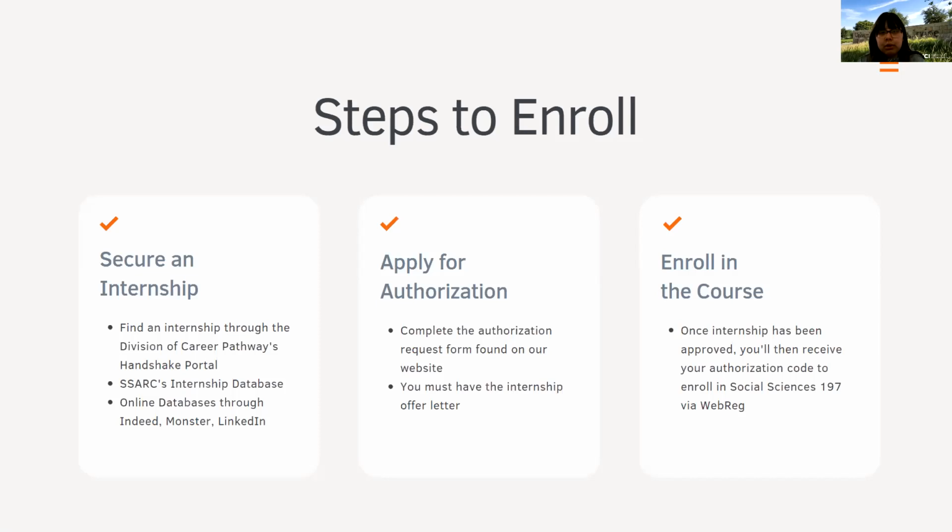Other things to know on the form is that you do have to upload your offer letter, and the offer letter must contain certain items, and I'll be going over what those items are. That's what you have to do in order to obtain that authorization. Once you submit that and your internship gets approved, you get an email from myself. Then you'll be able to receive your authorization code to enroll via WebReg. Okay, so that's all it takes to enroll in the actual class itself.